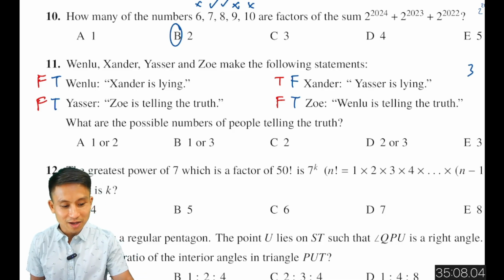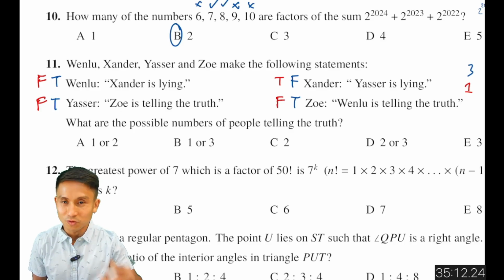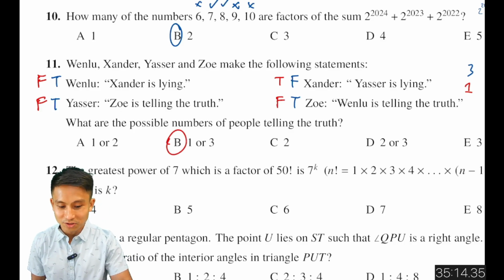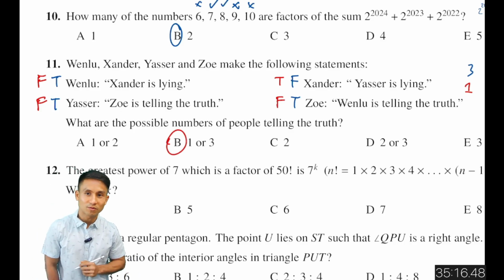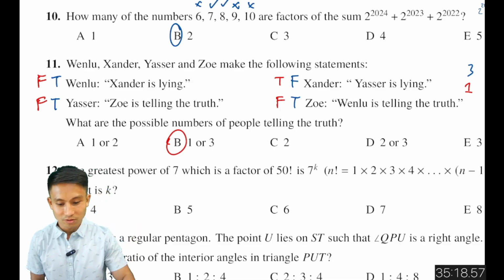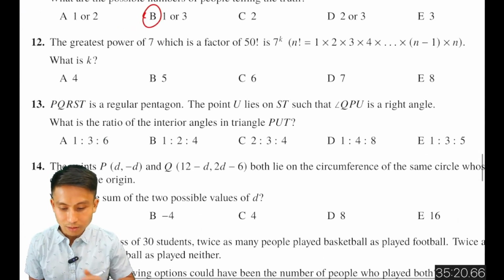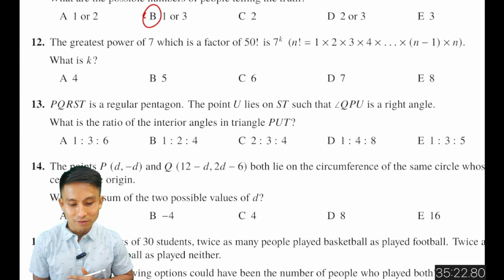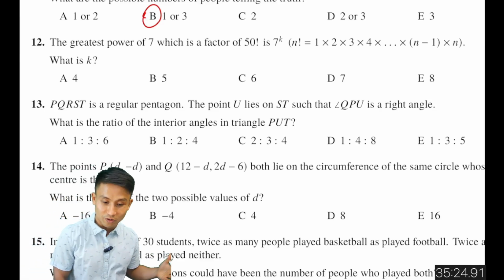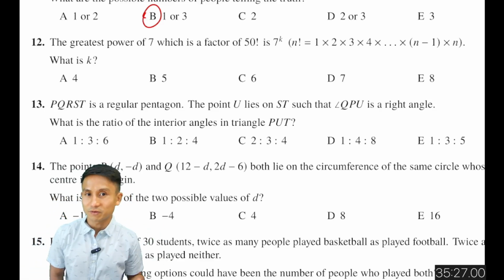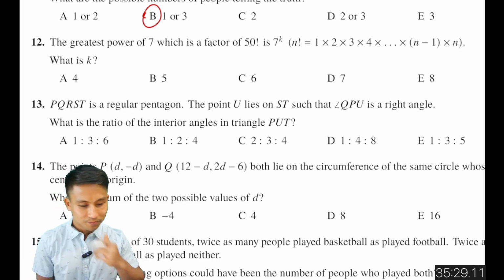So the answer is either 3 from the blue case and 1 from the red case. So the answer should be option B, 1 or 3. That's the way to go, all right? Number 12: the greatest power of 7 which is a factor of 50 factorial is 7 to the power of k. Well, okay.